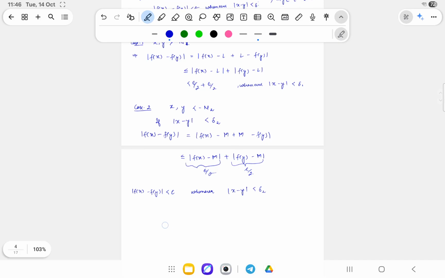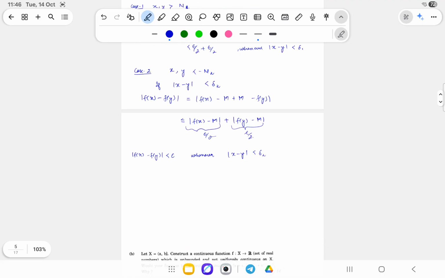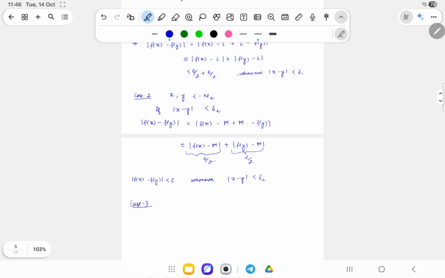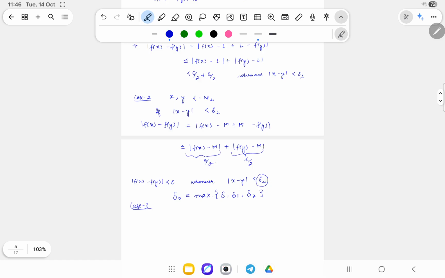Now there can be a case, let's name it case 3. So first let's just combine these 3 deltas. So let's say our delta naught will be basically the minimum of delta comma delta 1 comma delta 2, because if it holds for these deltas, then it will also, or wait, let's take it as the maximum of these deltas, because if it holds for these deltas, like delta 2 and delta 1 and delta, then it will also hold for delta naught. So this is our delta naught.